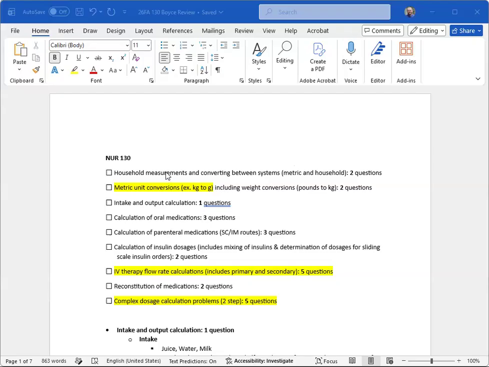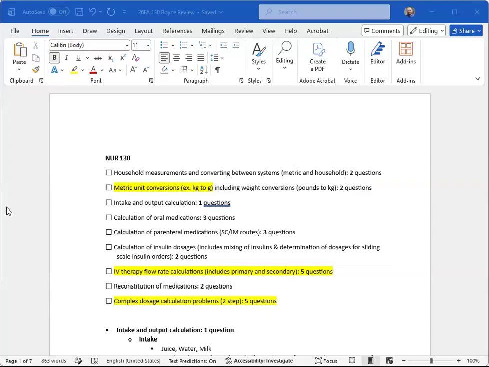So you need to, just like you did in 110, do your household measurements, converting between metric and household. You need to know how to do conversions for weights, primarily pounds to kilograms. You're going to have an intake question where they ask what your patient receives, these liquids and or solids, and you need to know how to convert from cups and ounces or cups and quarts and pints into ounces and then to milliliters.